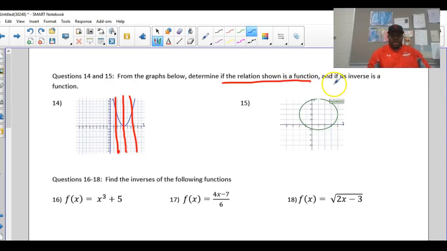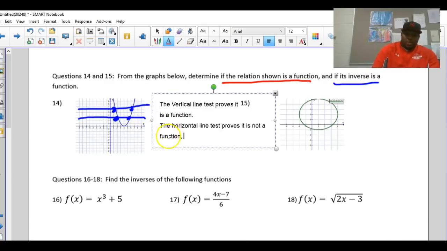The second part is if the inverse is a function, okay? Now we want to check and see if the inverse is a function. And see the horizontal line test? All right, for the inverse, you do the horizontal line test. See how this line, or even this line, touches that relation twice? All right, that means its inverse is not a function. So here's what you've got to have.